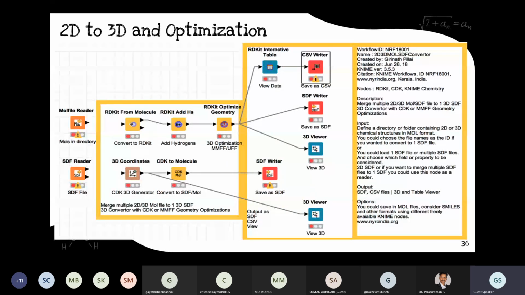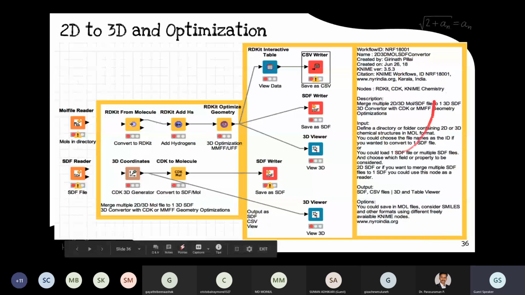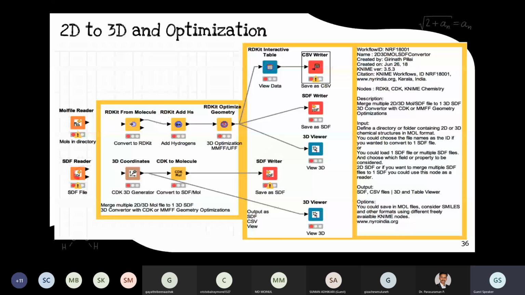Now, this is one of the workflows where you can use it for converting your 2D chemical structures to 3D, including optimization. All these I have posted in GitHub. So you have this in GitHub. All the instructions are available. I created this in 2018, so almost 2.5 years old, but still works. So you can read a mol file or an SDF file. Your job is to just connect to the right one.